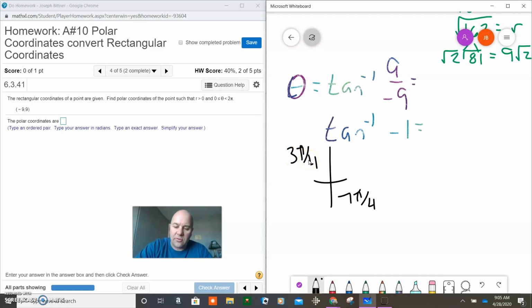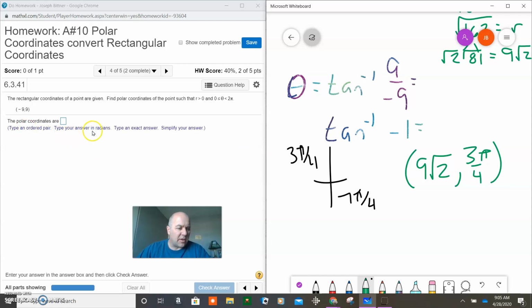So my final answer on this would be 9 square root of 2, and then the rotation would be 3 pi over 4. And they do want the answers in radians, so do pay attention to that.